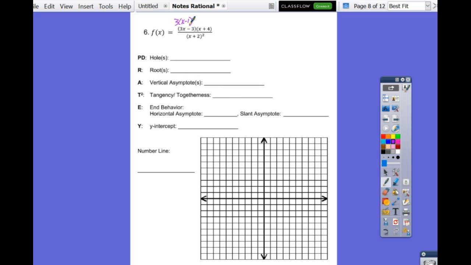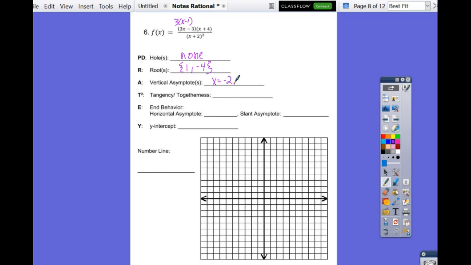I want to do that because that's going to give me an x-intercept. So does anything cancel? No. So I don't have any holes. So my roots come from top. So I get 1 and -4. My vertical asymptote is at -2.